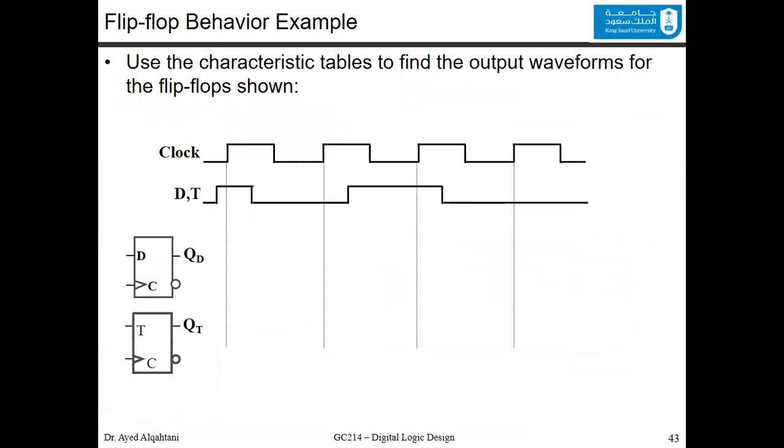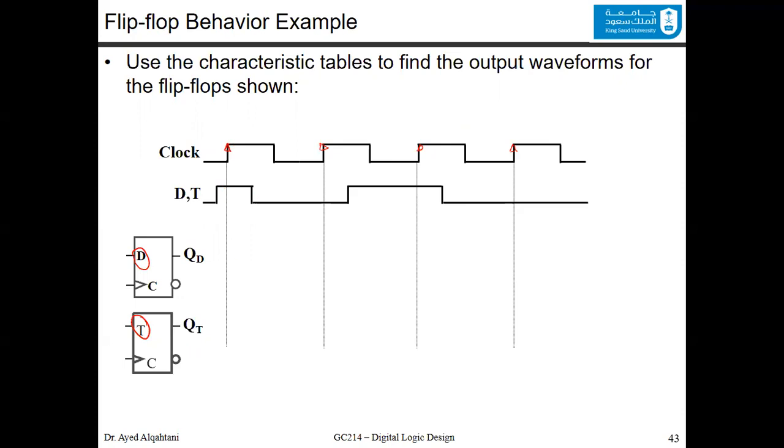We will check the same behavior, but now we will look at it from the timing diagram point of view. We use the characteristic tables to find the output waveforms for the flip-flops. Here we will check the D and T, and you will see the difference. Assuming that you have a clock here, and for all the flip-flop types, the triggering is on rising edges. So on the rising edges, you will check what the input is, and based on the input, you will try to figure out the output.